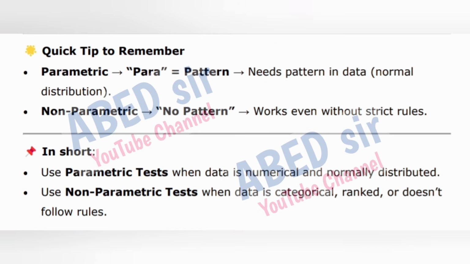Quick tip to remember. Parametric: para is equal to pattern, needs pattern in data, normal distribution. Non-parametric: no pattern, works even without strict rules. In short, use parametric tests when data is numerical and normally distributed. Use non-parametric tests when data is categorical, ranked, or doesn't follow rules.